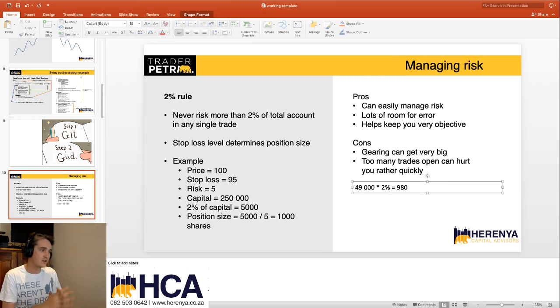overexpose yourself to risk. The cons are that you can gear yourself too big. I'll get into that. And then too many trades can hurt you rather quickly. So if you just overgear without noticing it, because what you do is you put on a whole bunch of trades, each of them with a 2% rule. You've got 10 trades open, and they're all longs. For example, the market comes down 5%, and you stop out of 10 trades, all with 2% risk. That is a big risk.